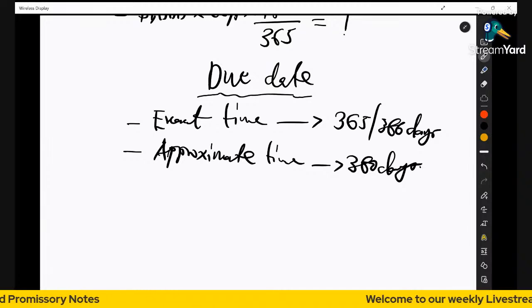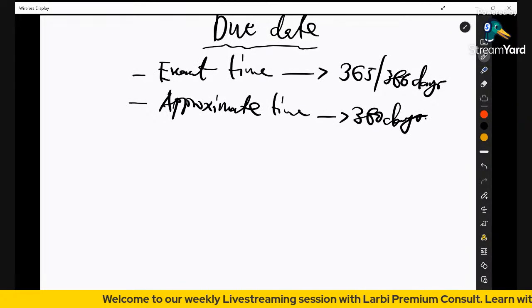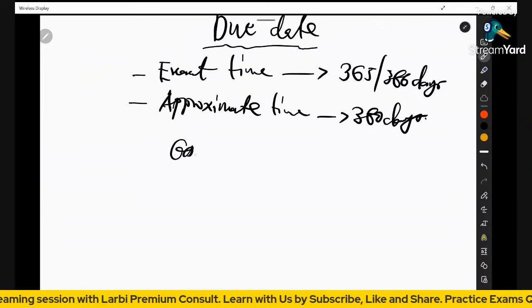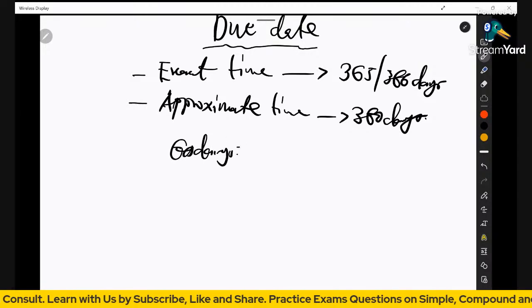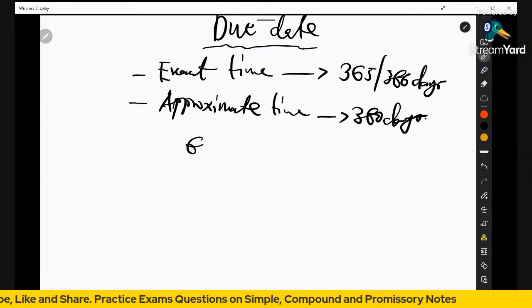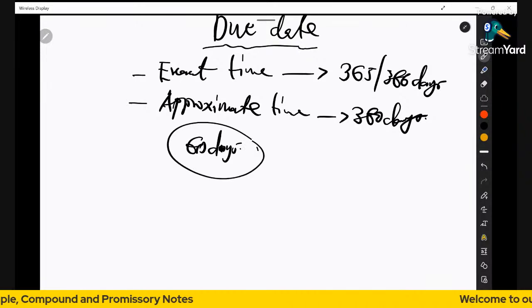So how do you calculate due date in that line? Let's say we're given a loan. As an organization, we went to the bank and we're given a loan. And they told us that the loan is supposed to be paid within, let's say, 60 days. Within 60 days. Okay, this is the period that we have been given.